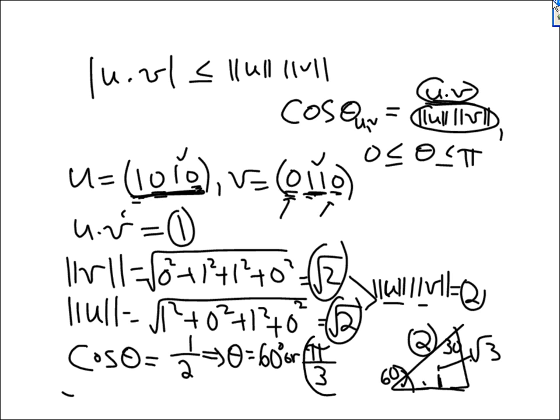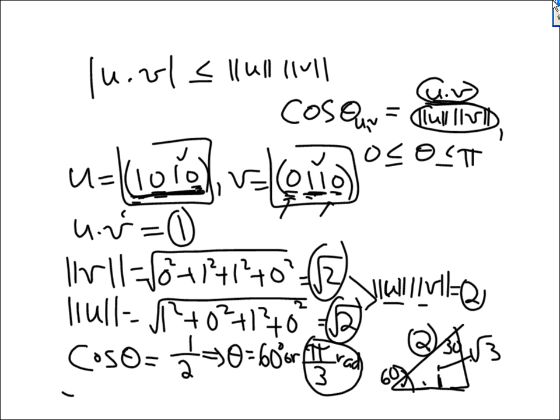And if you don't see a degree symbol, but it's obviously an angle, it means radians. Pi over 3 radians. You don't have to write the word radians. So theta is 60 degrees or pi over 3 radians. The angle between these two vectors in R4, I can tell you what it is. It's 60 degrees. Okay, and why can you do it in R4?